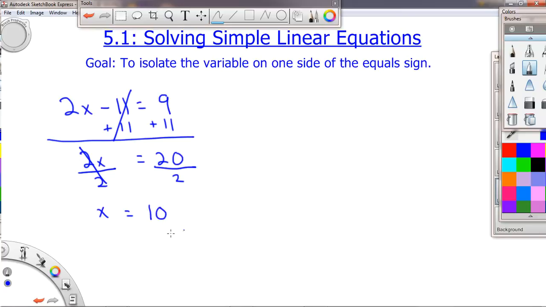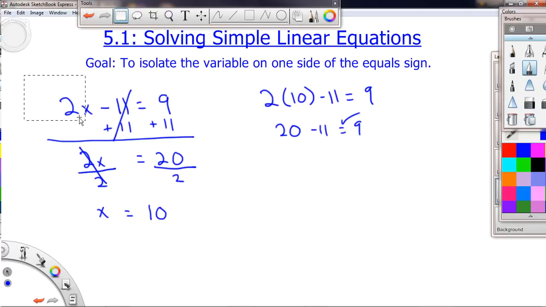And I'll tell you what, let's go ahead and check our solution. Now, to check our solution, we go back to the original problem. But instead of x, I'm going to substitute 10 and see if that makes this equation true. 2 times 10 is 20, minus 11, sure enough, is 9. It checks out. So 10 is our solution. Plug it in, makes the whole thing true.